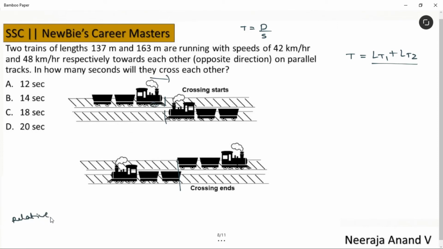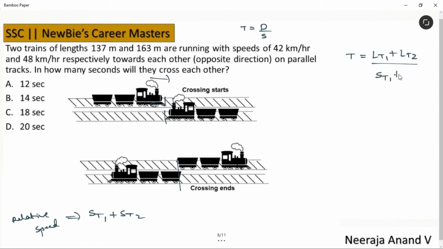Relative speed is speed of the train 1 plus speed of the train 2. Correct? No, when the objects are moving in the opposite direction, you have to take the sum. When the objects are moving in the same direction, you have to take the difference. You know this, correct? Yes.